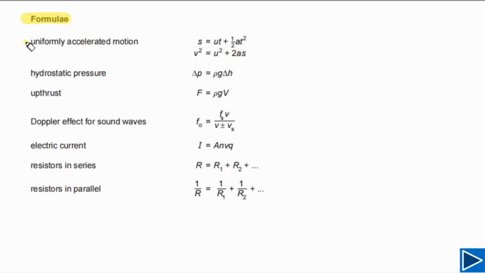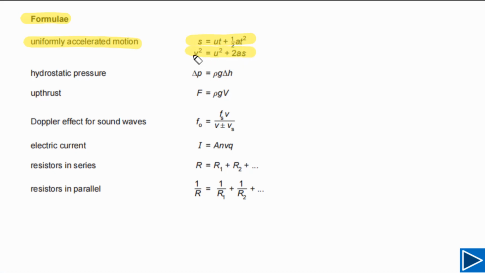The first one is about uniformly accelerated motion, meaning when acceleration of the body is uniform. Or simply we can say when acceleration of the body is constant. Or even you can say that when acceleration of the body has just one value and acceleration is not changing with time, then we can use s = ut + 1/2 at². We can also use v² = u² + 2as.